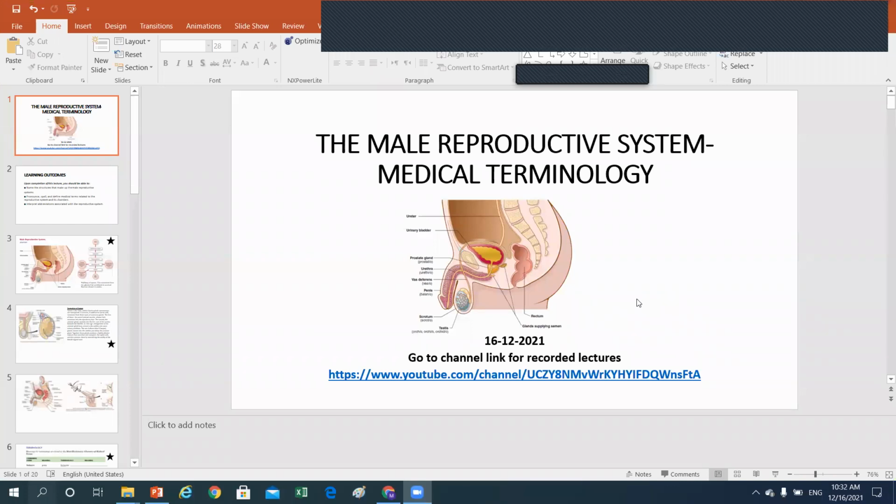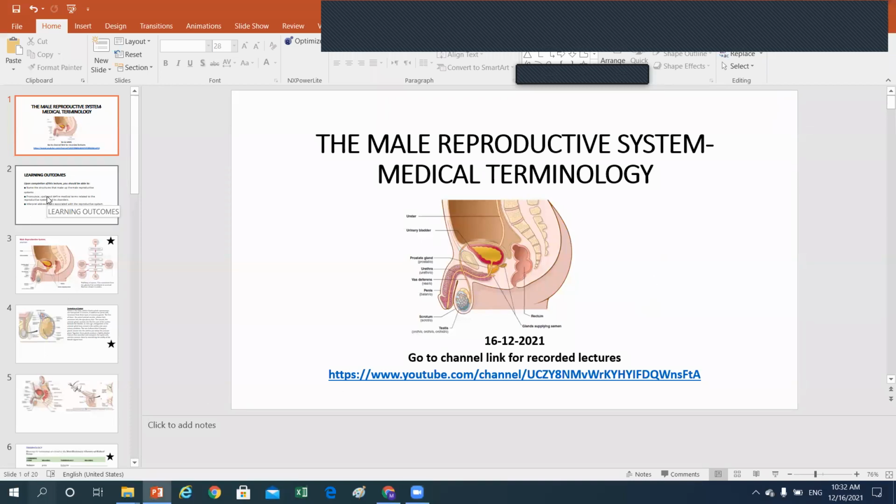The male reproductive system terminology. Because you have not been introduced to the parts of the system, before talking about the terms, we will go for an introduction to the male reproductive system.